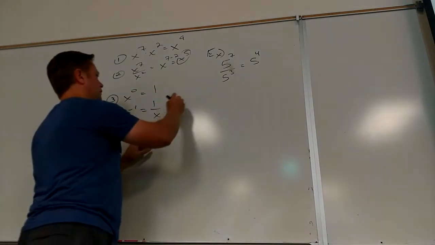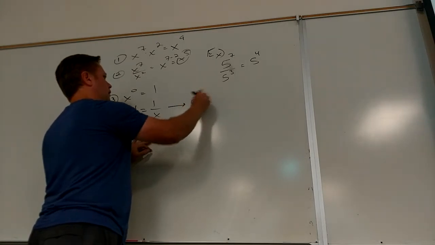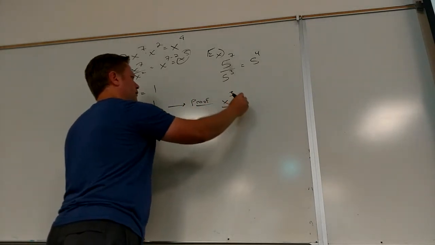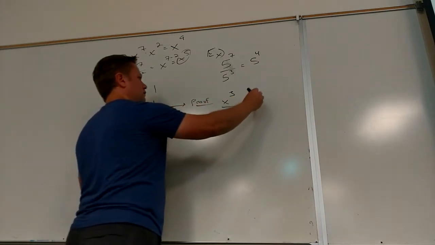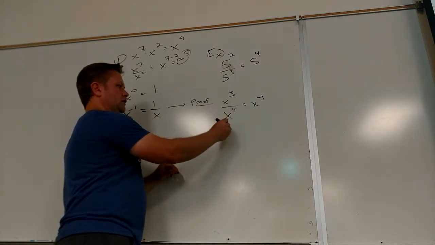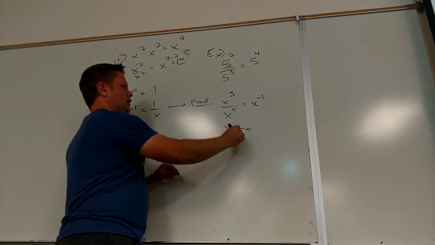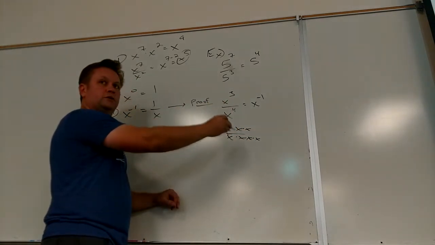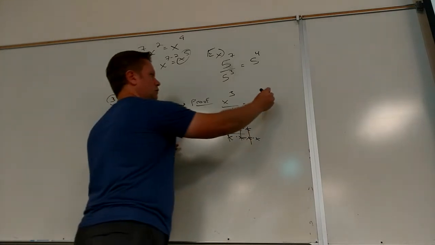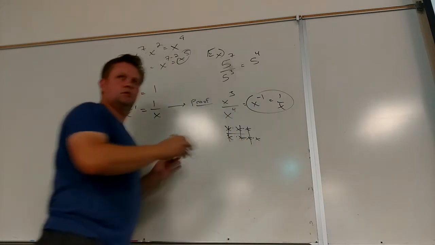Proof of it would be x cubed over x to the 4th. 3 minus 4 is negative 1. But another way to look at this is x over x. How many x's cancel? 3. How many are left? There you go.